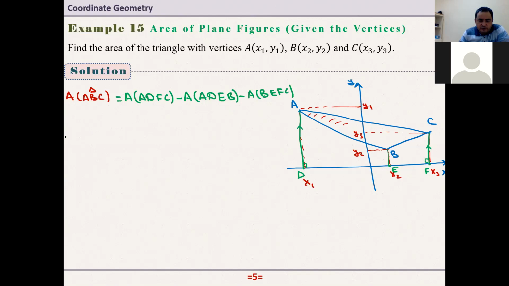So that is equal to 1/2 times the first one. What is the area of trapezium ADFC? It is the sum of the parallel sides, and AD and FC are parallel to this side, right? What is the length of AD, Amira? What is the length of AD?